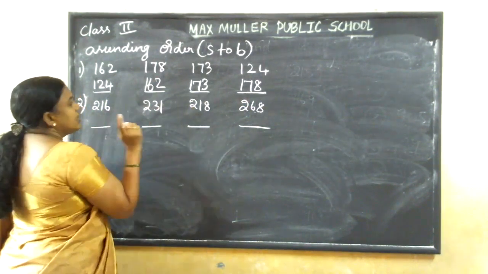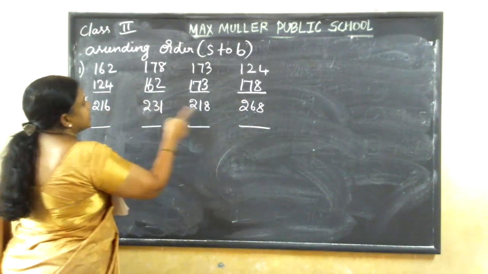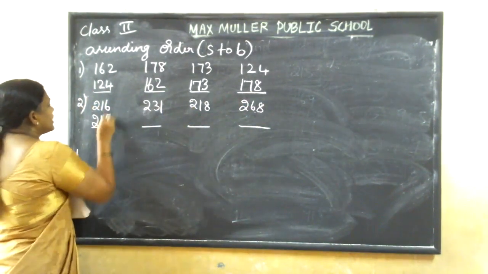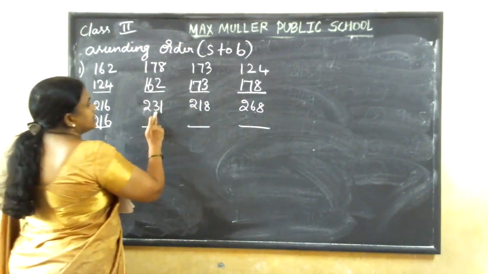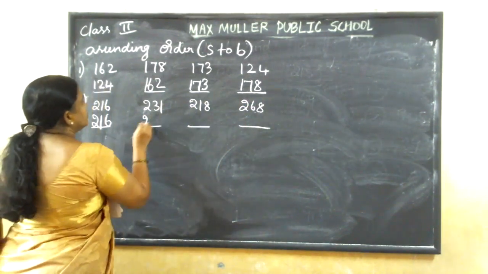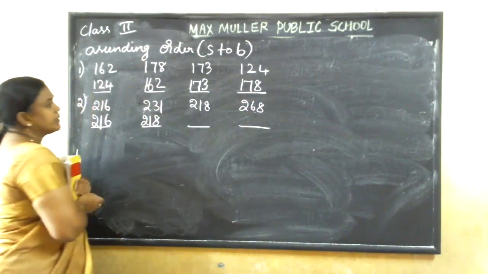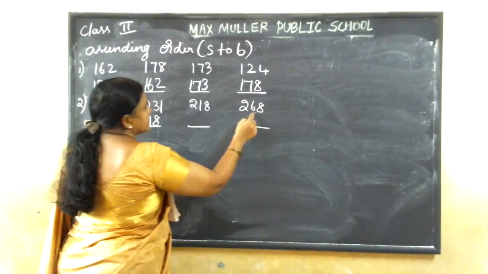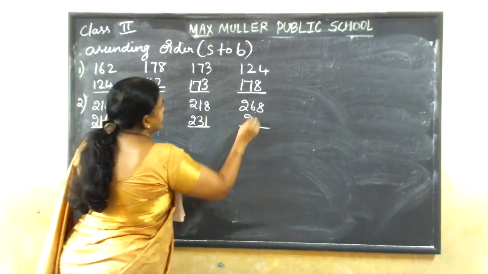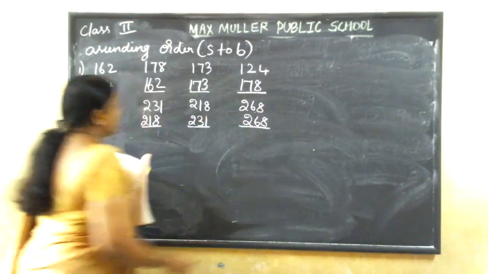So you'll go to the ones place. Here 6, here 8. Which one is the small number? 6 is the small number. First you will write 216. After that 3, 1, 6. Which one is the small number here? 1, 2, 1, 8: 218 is the small number. Here 3, here 6. Which one is smaller? 231. After that you will write 268.